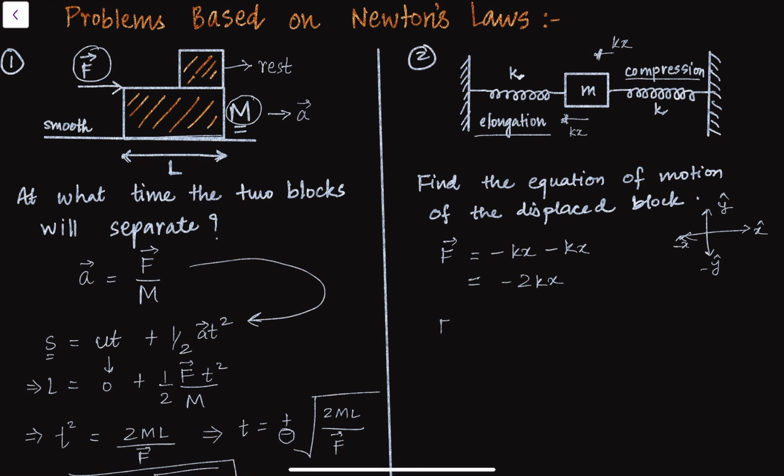We know that the force can be written as mass times acceleration, which is nothing but mass times the second derivative of our displacement. So we know the force, negative 2kx, is equal to m times the double derivative of x. Now this x and this r are the same displacement, so we can write negative 2kx equal to m x double dot.